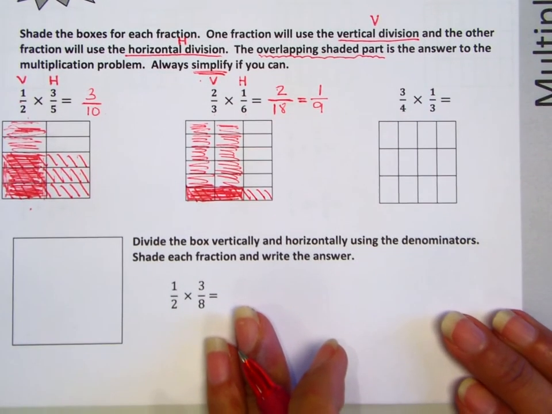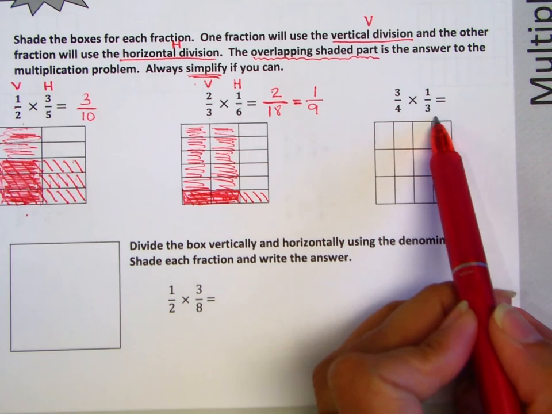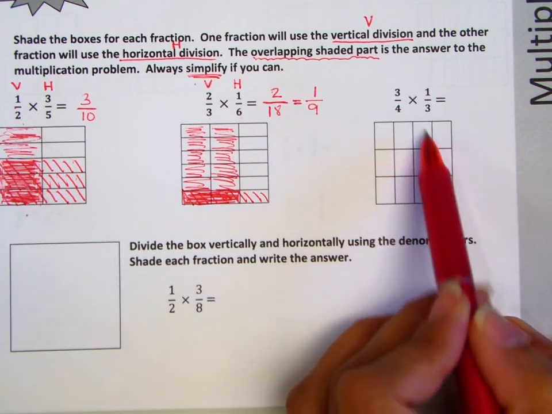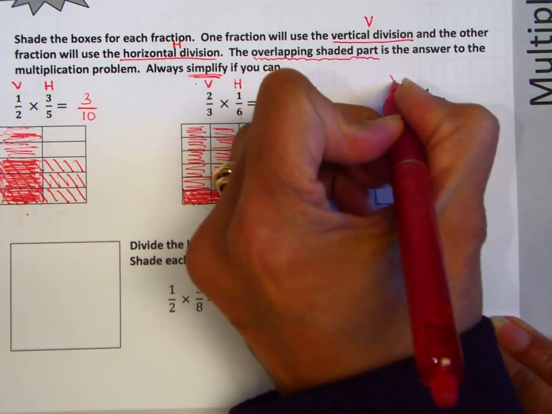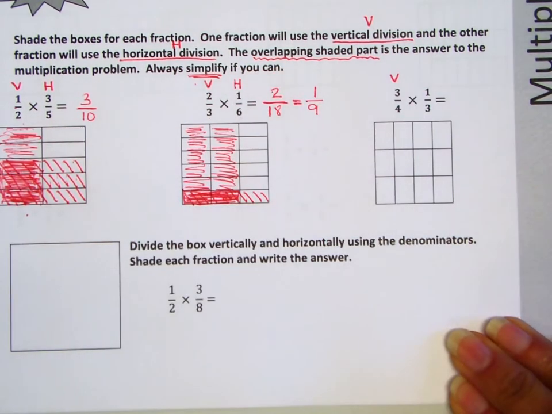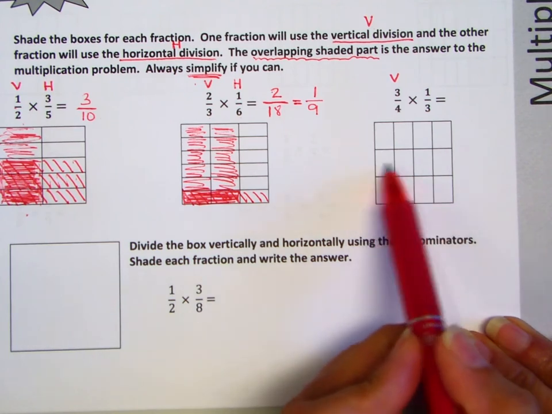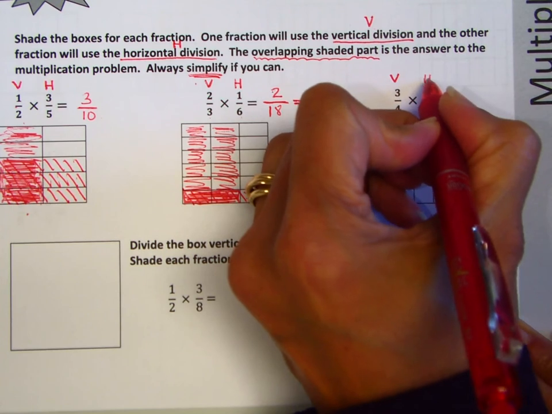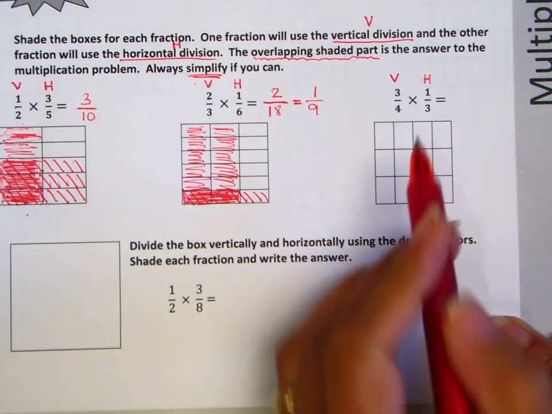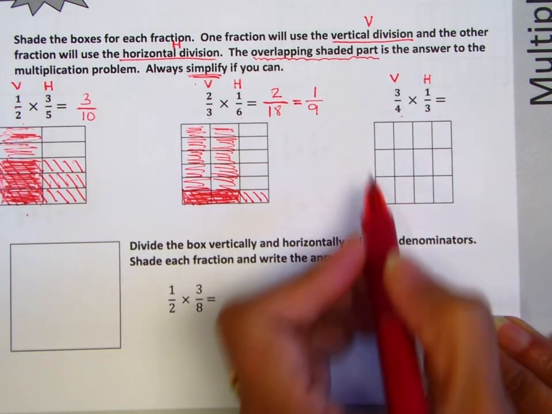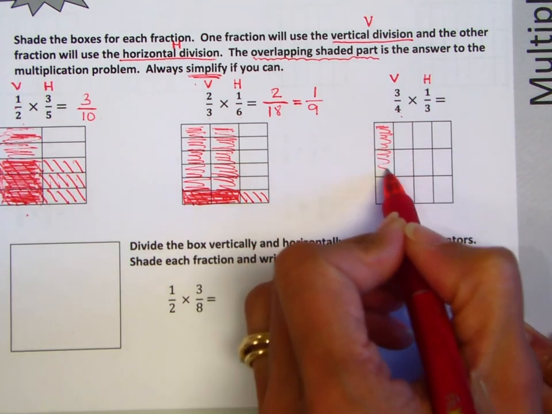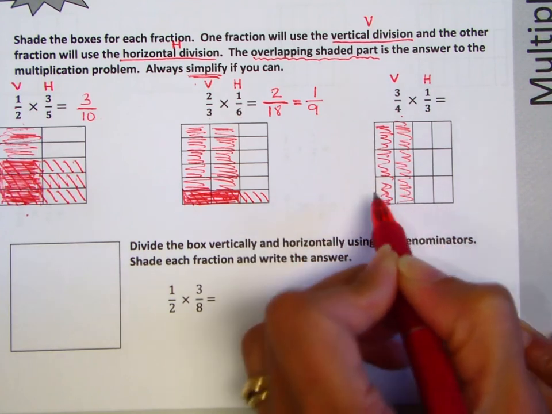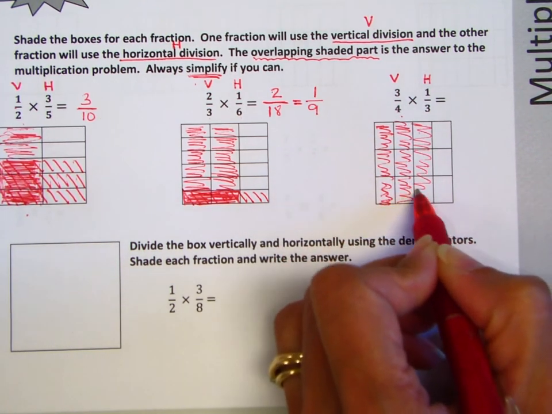Let's try another one. 3/4 times 1/3. I've divided my box into fourths vertically, so this will be my vertical fraction. And I've divided my box into 3 equal parts, into thirds, horizontally. So this is my horizontal fraction. So let's shade 3/4 vertically. 1/4, 2/4, 3/4.